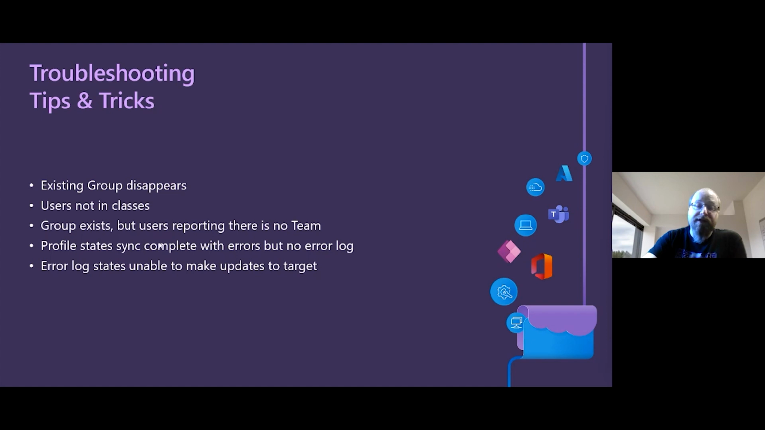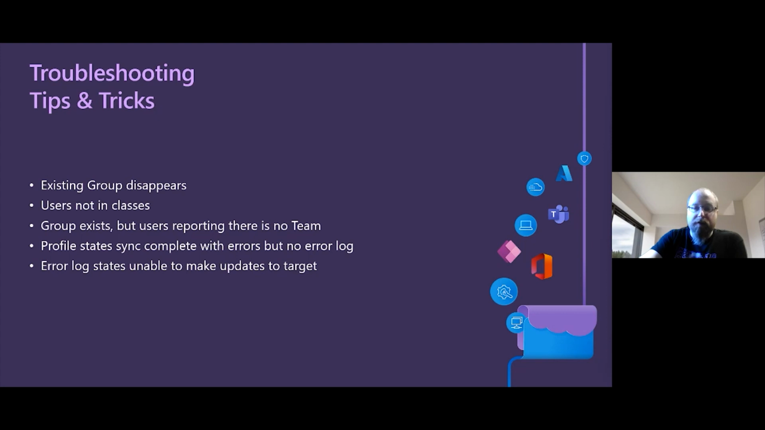The profile states that the sync is complete with errors, but there are no error logs. This is a very tricky one to identify. The first thing I want to state is that there are actually two different types of error logs. There are validation errors and there are sync errors. Validation errors come from the validation process that SDS does to try and prevent any sort of cascading errors. And sync errors are the errors generated by Sync Fabric.